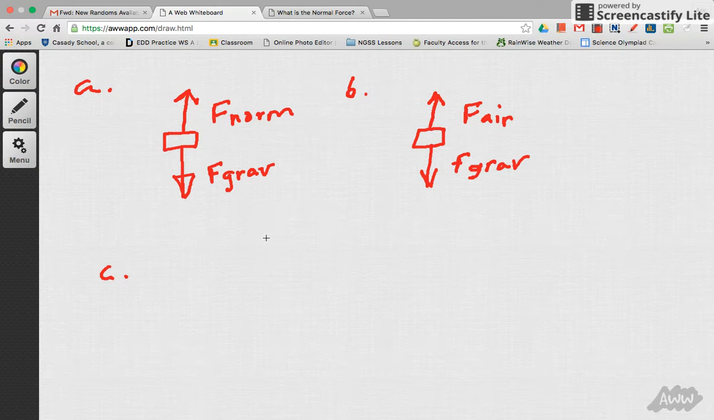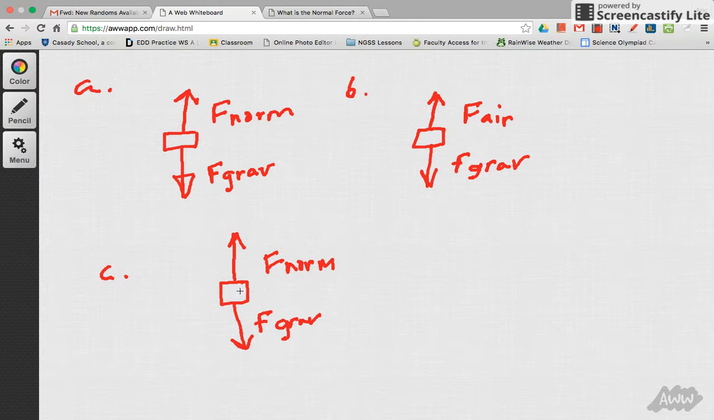A large crate is being pushed leftward at a constant velocity. So we have our crate. And once again, a crate has gravity applied to it. And we just talked about this. So there must be an equal and opposite force when it's on a surface pressing back up on the crate because it's a balanced force. And that's going to be the normal force again.